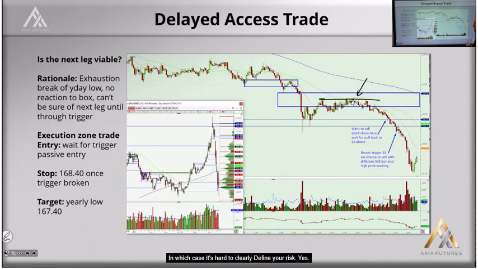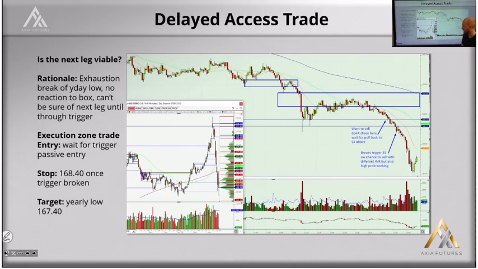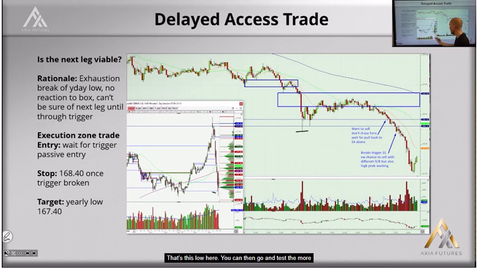In which case, it's hard to clearly define your risk. Yes, you could say, well, just sell it somewhere in the box and put my stop up here. But if you're not really sure what the outcome of the trade is, where else could this go? It's not easy to define what your risk is and whether that risk is worth taking. So this is now delayed access. You know where there is potential, that if you can break the low, that's this low here, you can then go and test the more recent low, which is 67.40. That's the yearly low. So there is potential.